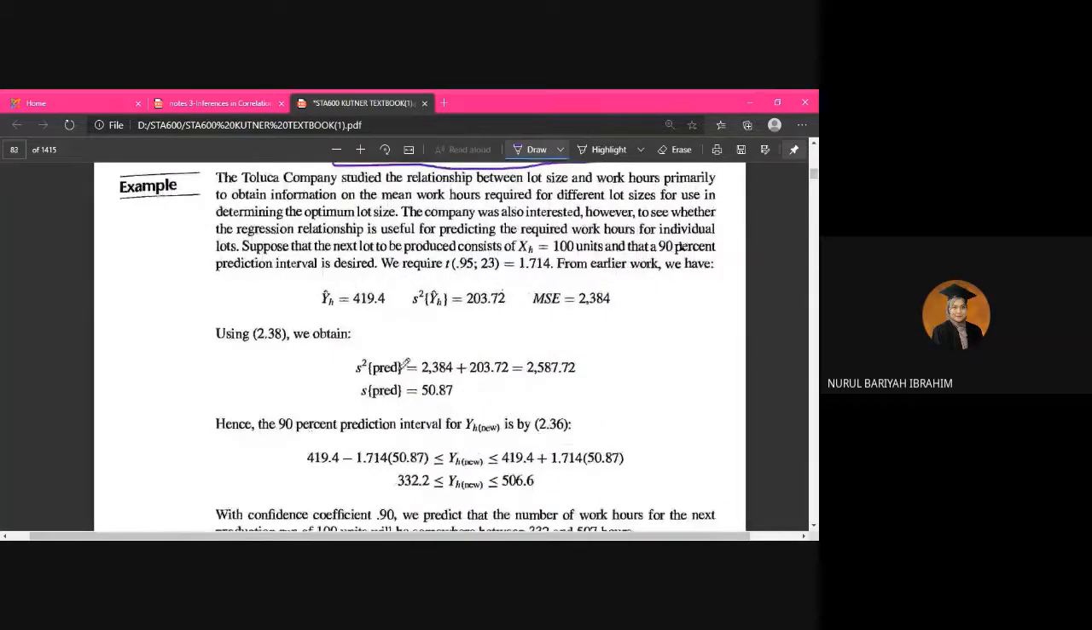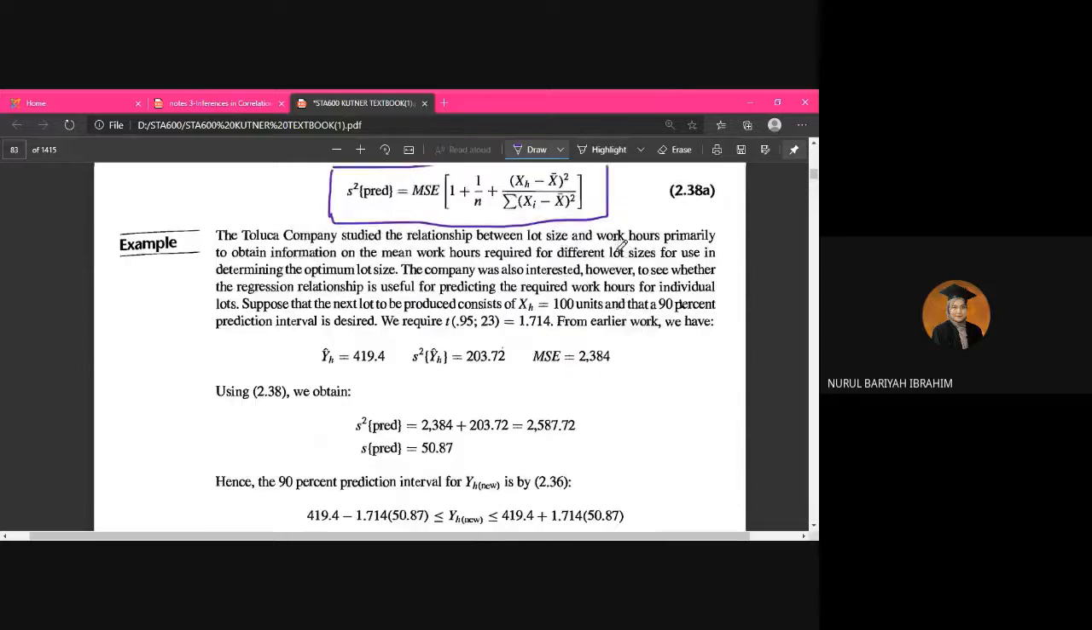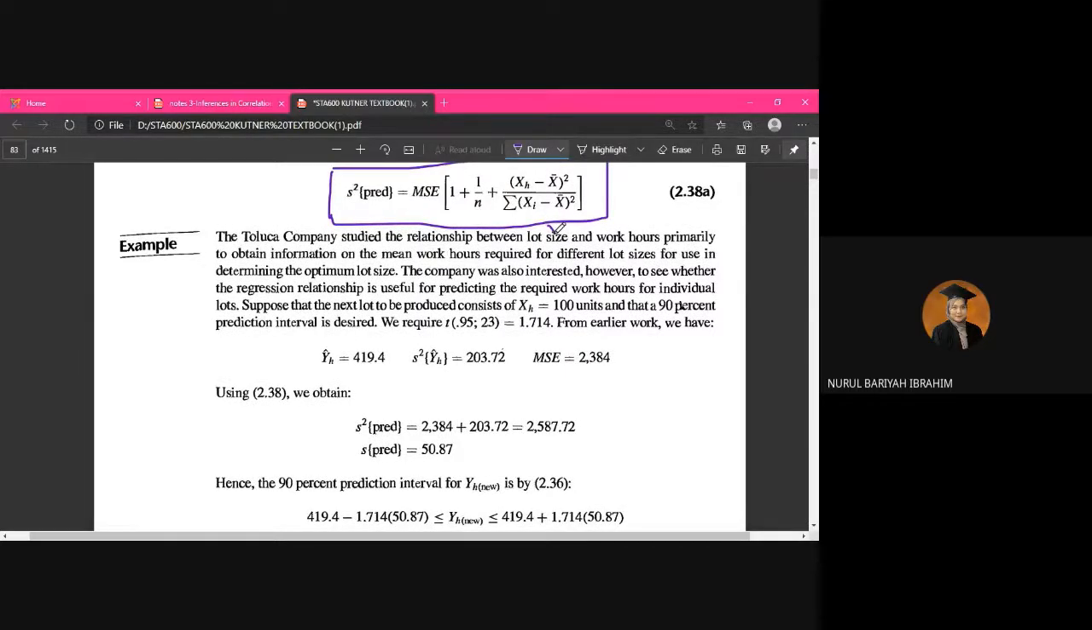Okay, so first of all, we need this value, which is from the regression function, and we replace xh. See here, xh is 100 in the regression function. So you will get this y hat, the prediction of y. Okay, let's read the statement first. The Teluka company studied the relationship between the lot size and work hours, where the lot size is x and work hours is y.